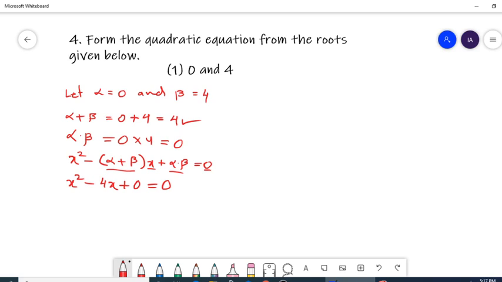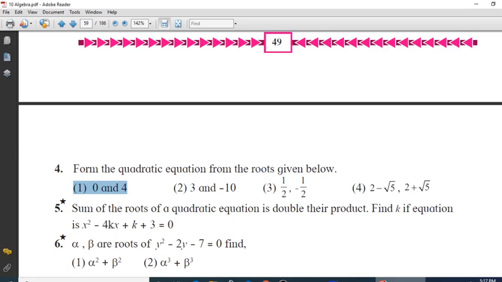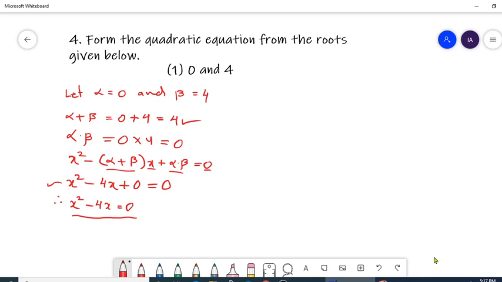Now in this equation, this 0 doesn't make any sense. So I'll write my final equation as x square minus 4x equals to 0, and this is your required quadratic equation. Let us take one more example, like this one, 1 by 2, minus 1 by 2.